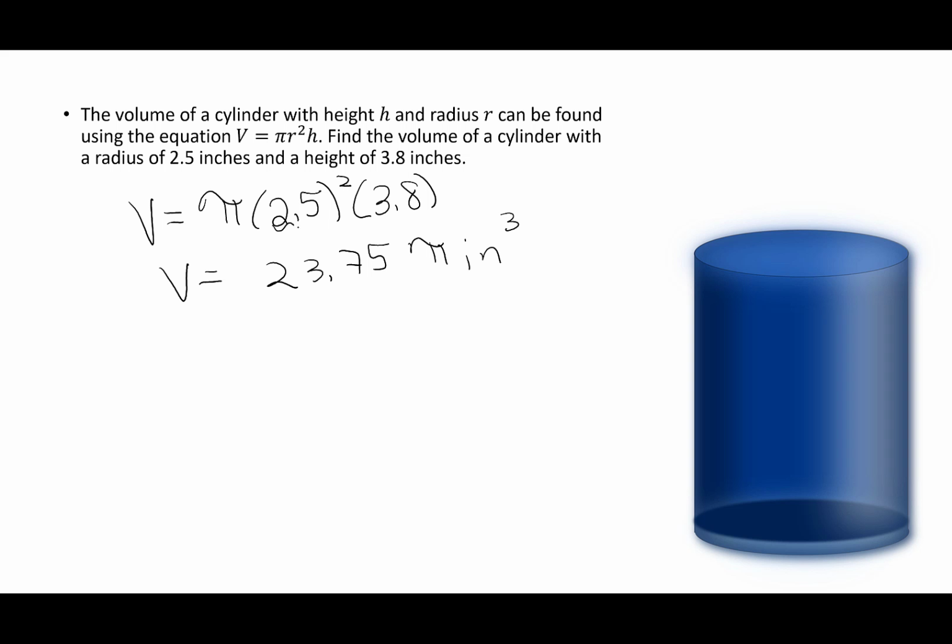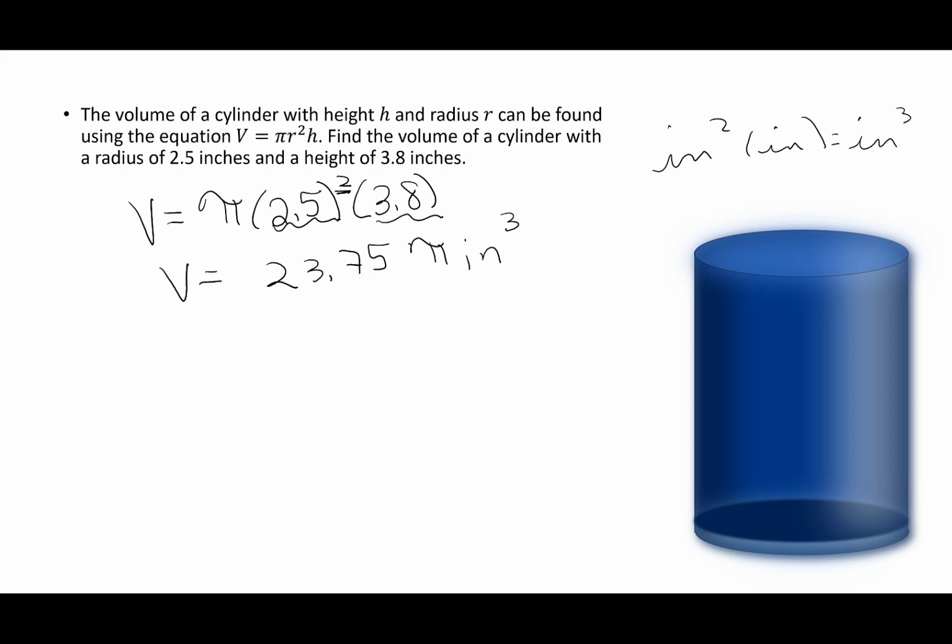So the cube comes from, I had 2.5 squared, and then I had 3.8 inches. So if you have inches squared times inches, that becomes inches cubed. And volume is always cubed. It has a length, a width, and a height. That's 3 dimensions, so it's cubic.